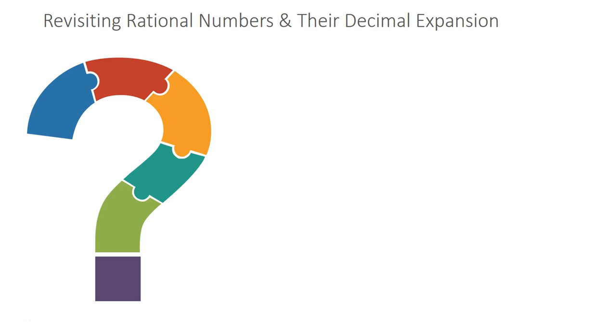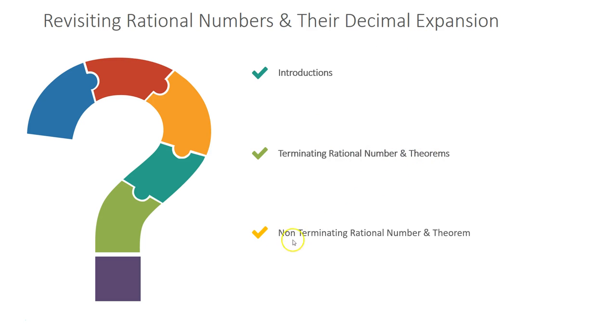In this section, we are going to talk about revisiting rational numbers and their decimal expansion. We'll start with the introduction, then we'll talk about terminating rational numbers and theorems associated with it. Then we'll talk about non-terminating rational numbers and theorem. And at the end, we'll look into some examples.